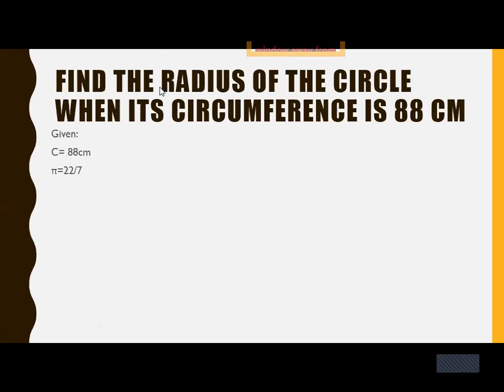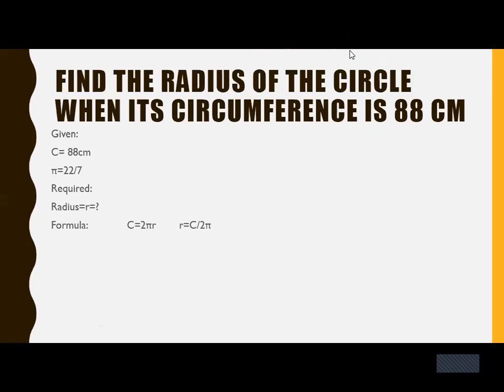Now, in this question, we have to find the radius of the circle. Radius r is equal to question mark. Now, which formula can we use here? C is equal to pi d? Absolutely not, because C is equal to pi d is in the form of diameter. We have to take the formula in which radius is involved. So very good, we can take the formula C is equal to 2 pi r.